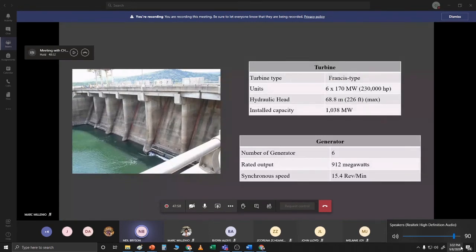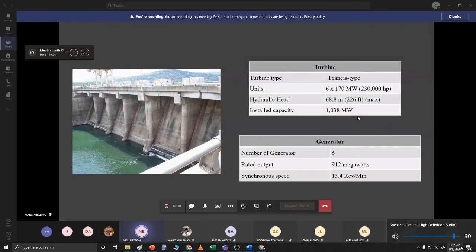Turbine type, Francis type. Then units are 6 by 170 megawatts. Hydraulic head is 68.8 meters. Installed capacity is 1,038 megawatts. Number of generator 6. Then rated output in each generator is 912 megawatts. Then synchronous speed is 15.4 rev per minute.